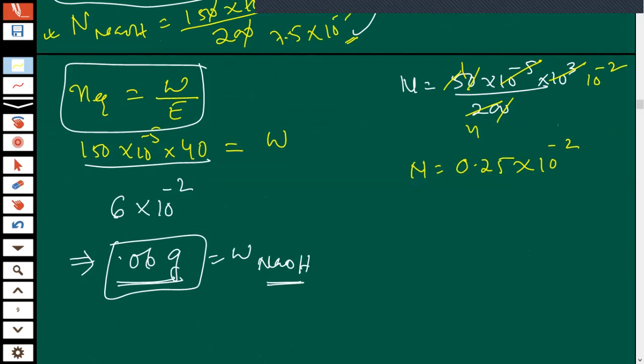So, any alternate way? How can we write it? 2.5 into 10 to the power minus 3, or 25 into 10 to the power minus 4.